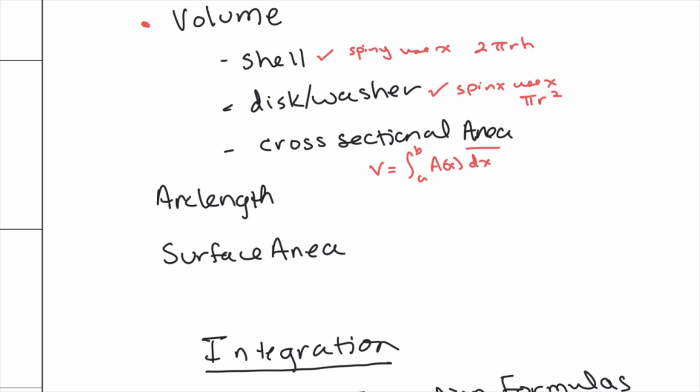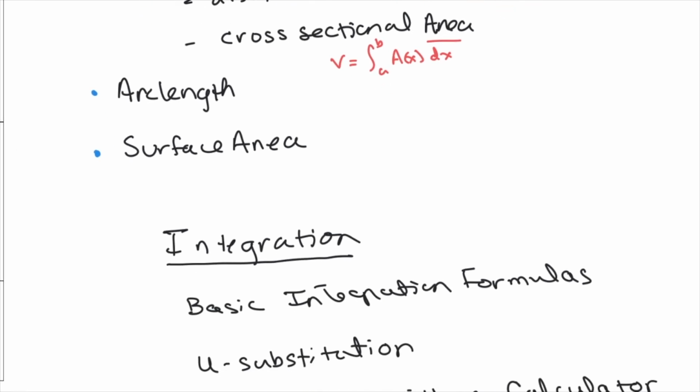Now the new information, two new formulas. You needed to know your arc length formula and your surface area formula and how to apply those. So those are the two new topics for BC Calculus.